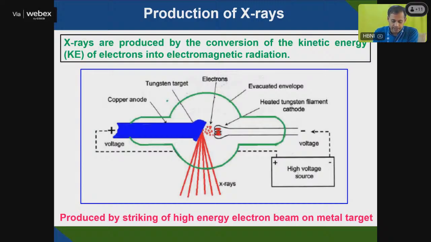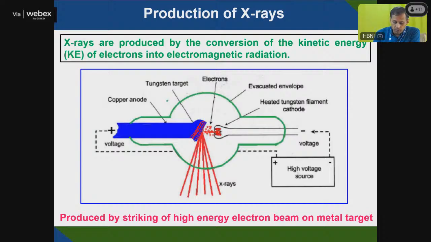You can see this is an X-ray tube. In the X-ray tube, you have this filament here. This is the tungsten filament. If you heat it at high voltage, what will happen? From here, electrons will come out. Then the electrons will fall on the copper anode. This is a copper anode. Generally, we use it in X-ray production. So copper or molybdenum is used as an anode.